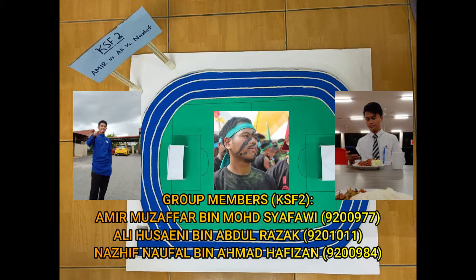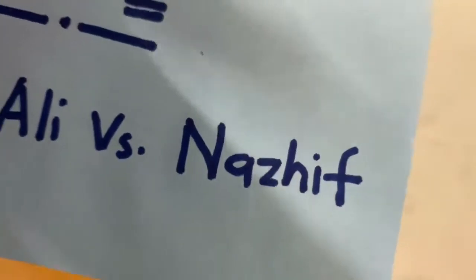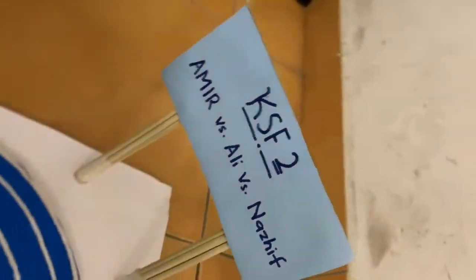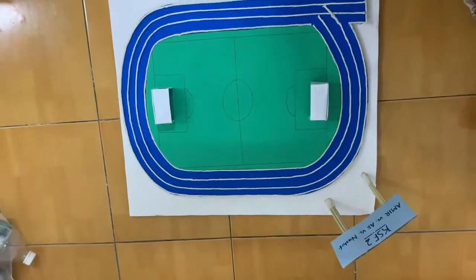Our group members are Amir Muzaffar bin Muhammad Shafawi 92000977, Ali Husaini bin Abdul Razak 92010111, and Nazif Naufal bin Ahmad Hafizan 92000984. We will present about the concept of ellipse in a field track.